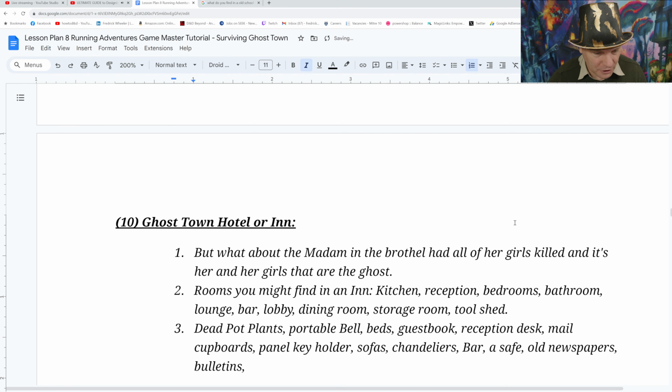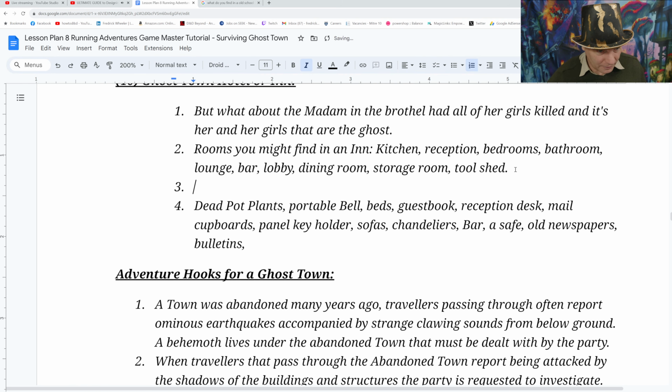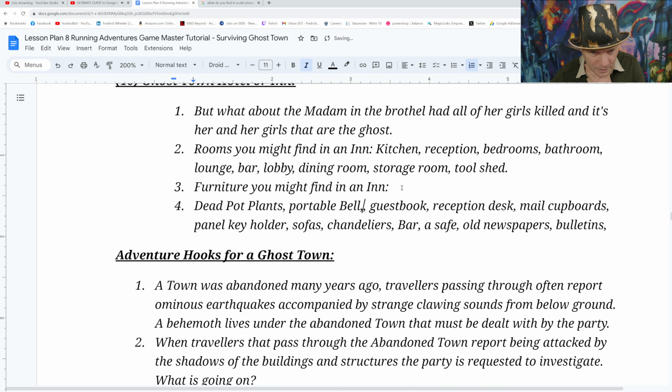Okay, all right. So back to populating our inn. We have a lot of various things that you can find. I think what we'll do is furniture. Furniture you might find in an inn. Okay, let's just port over anything that's a bit of furniture. All the other smaller items, not so much.